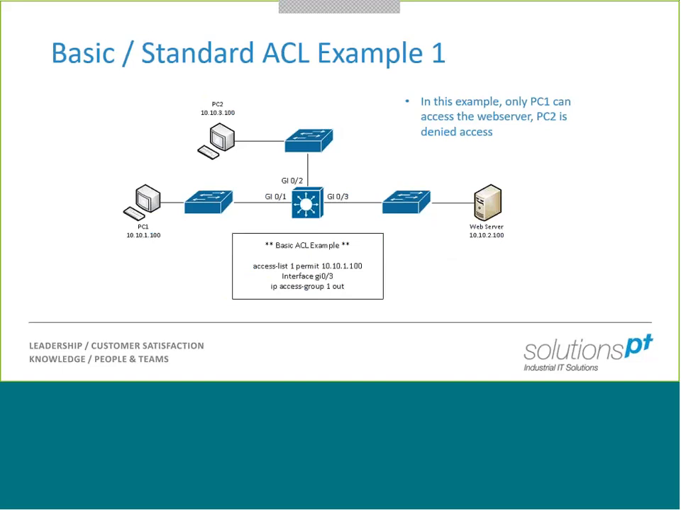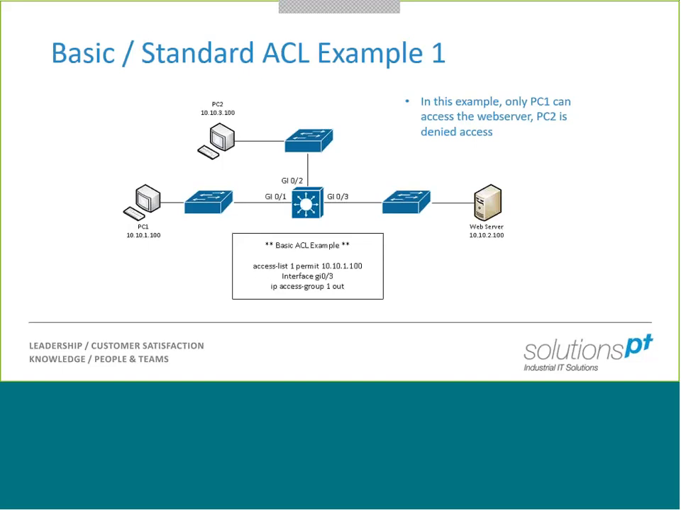We've just written a very basic ACL with a single rule. So we've said access list number 1, we want to permit the IP address 10.10.1.100, and that is PC1 on the left-hand side there. And we are applying that to the GI0/3 interface, which is the interface connected to the server LAN, where you can see that web server on the right-hand side. So what we're essentially saying is, PC1, we're allowing that to talk to the web server.